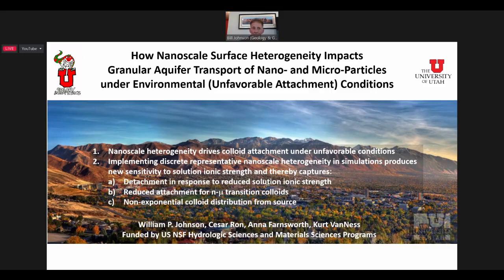And so we can predict things like detachment in response to reduced solution ionic strength, and I'll talk about why that's important in a bit. We can show that there's a reason why we have reduced attachment for colloids that fall in this so-called nano to micro transition size range, from about 200 nanometers to about 2 microns. And we can also show how we can begin to predict these so-called non-exponential distributions from the source that I'll talk about in some detail.